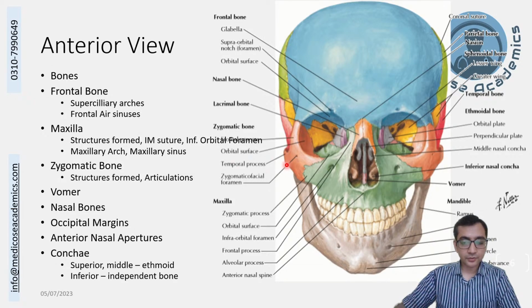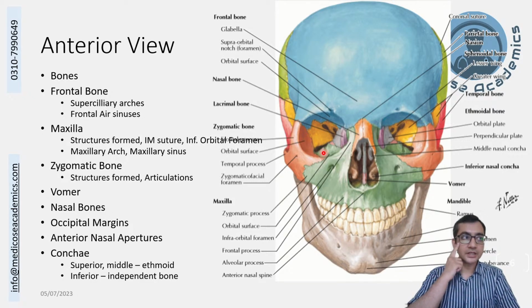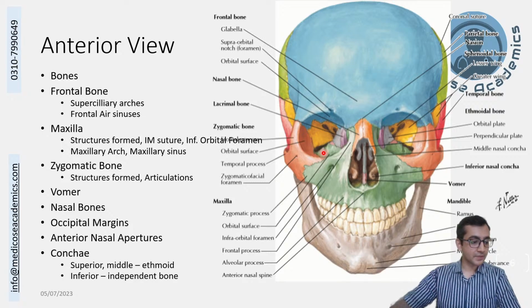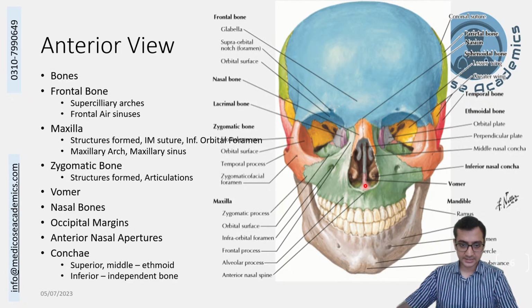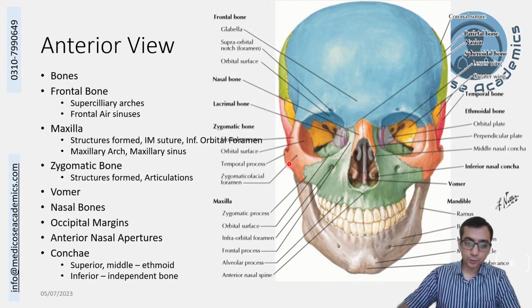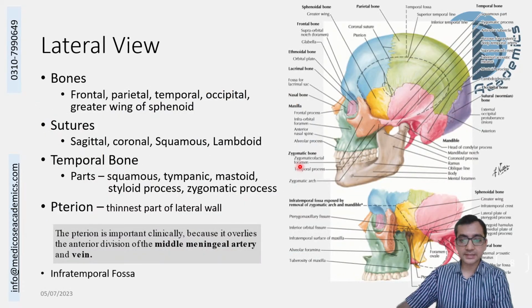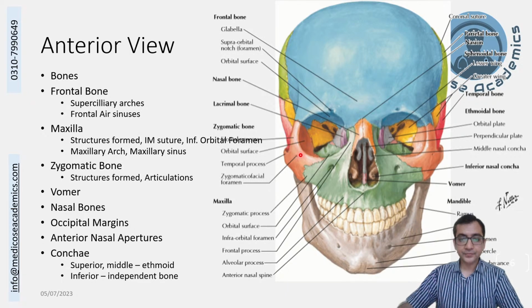Zygomatic bone: if you look at the zygomatic bone, it is a very irregular bone, and this is the bone that is forming the prominence of your cheek. The zygomatic bone has a lot of processes. It has the frontal process, which takes part in the orbit, and it goes back on the lateral aspect. You will see right here the temporal process, and here, of course, the maxillary process, or the main part of the zygomatic bone.